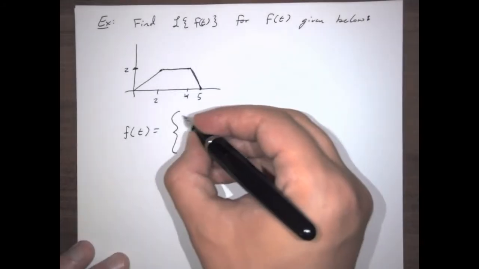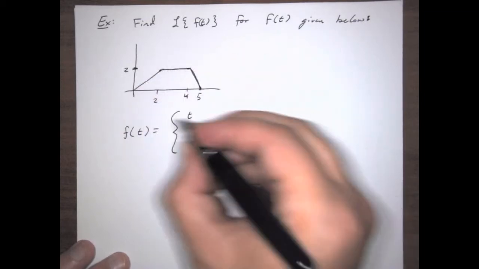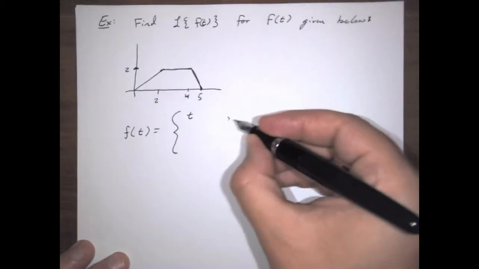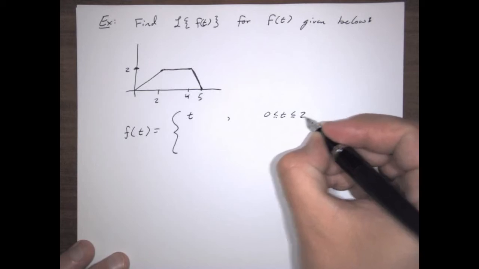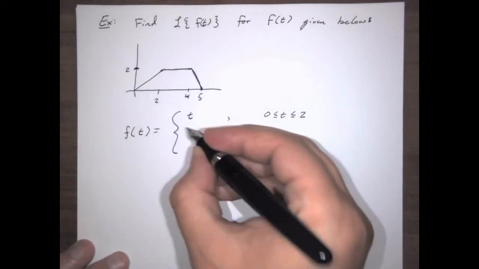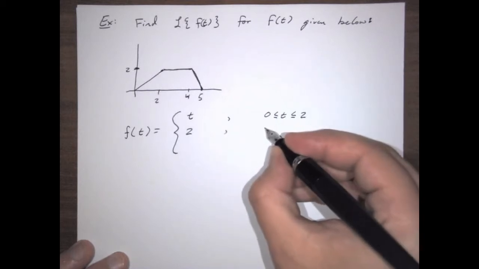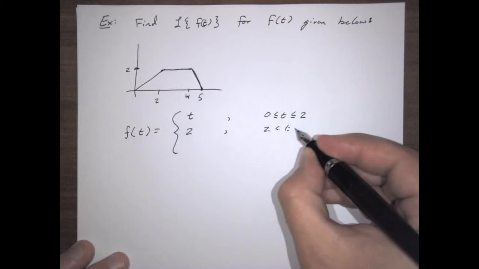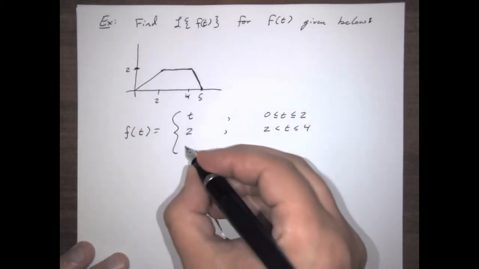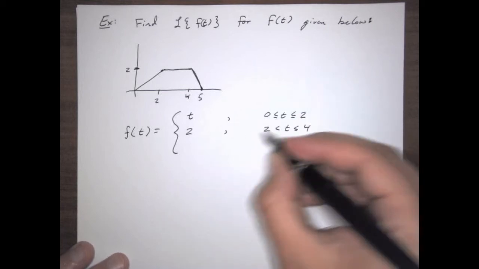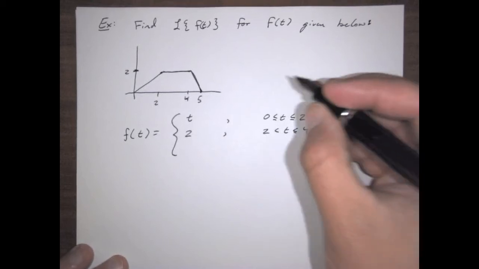So if we take the first piece here, that's just going to be t. You can see it's just going up. Goes over 1 for up 1, and then this is going to be 0 less than or equal to t less than or equal to 2. And then this next one is just going to be horizontal, so it's just going to be equal to 2, and that's going to be from 2 less than t to 4. And by the way, it doesn't matter which side of the boundary here you put the less than or equal to. It'll all come out the same in the end.